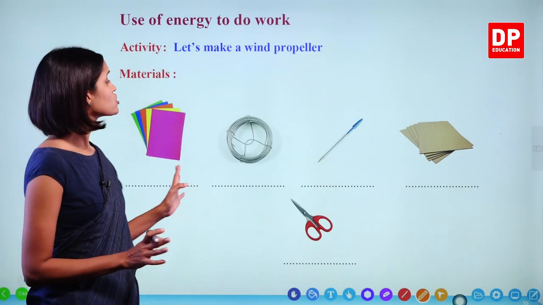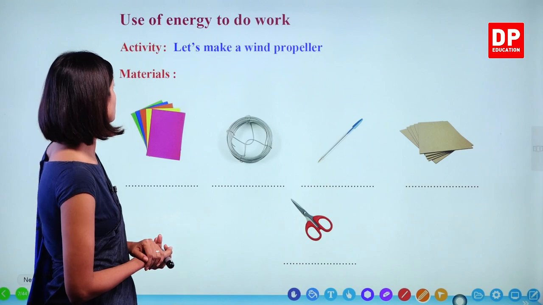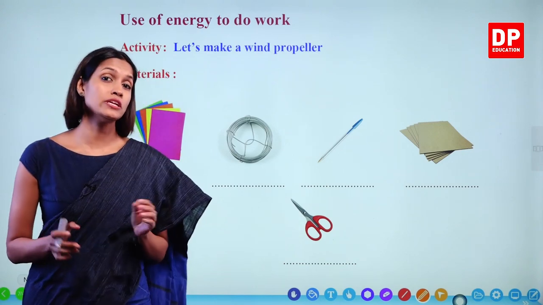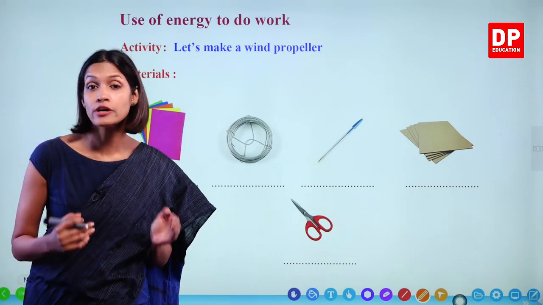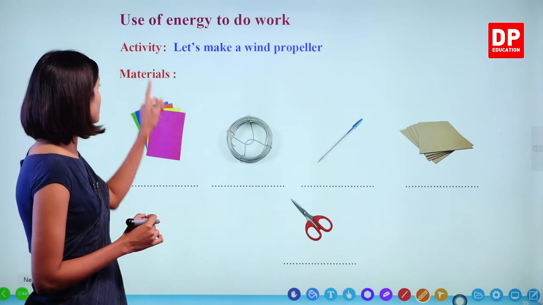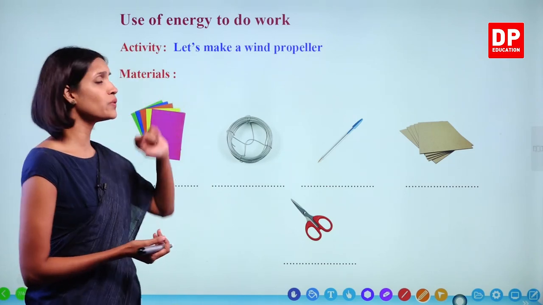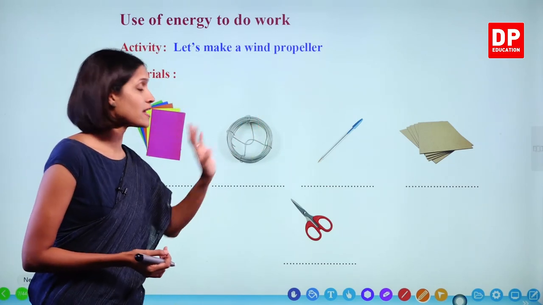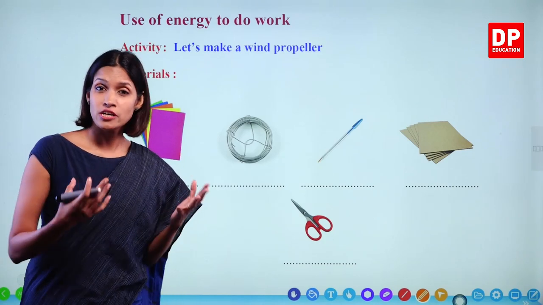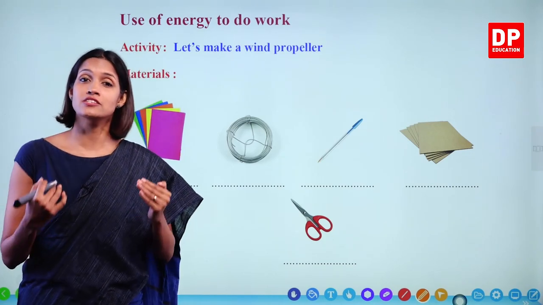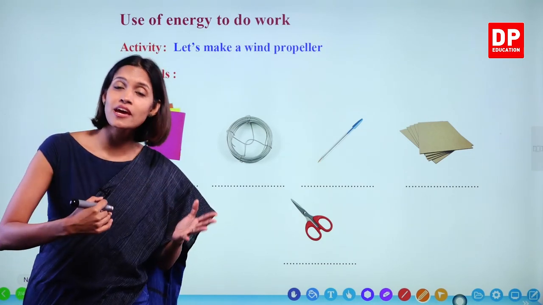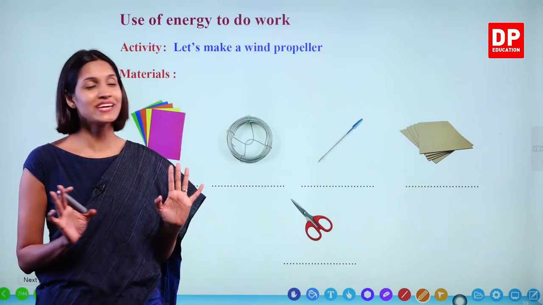Right, children. Our next topic is use of energy to do work. So we learn that to do any kind of work, we need energy. So our activity is, let's make a wind propeller. So by doing this activity, we are going to prove that wind energy, the energy contained in wind, can be used to do work. Okay?